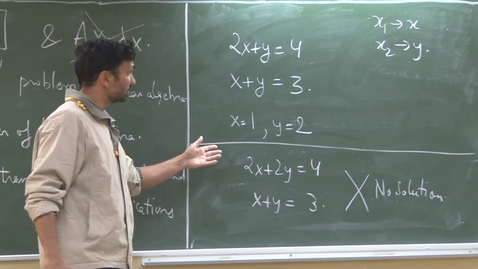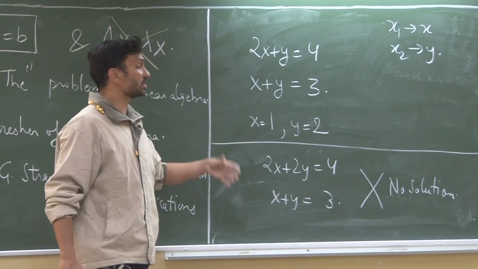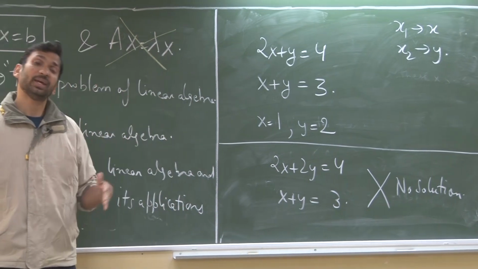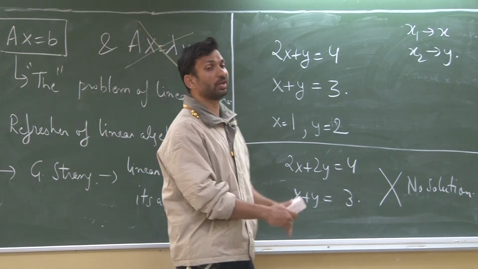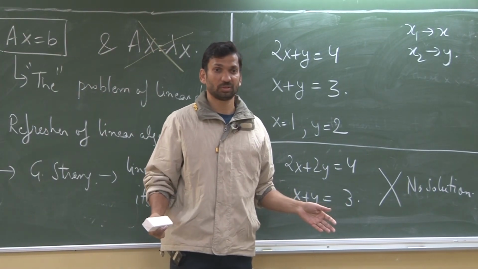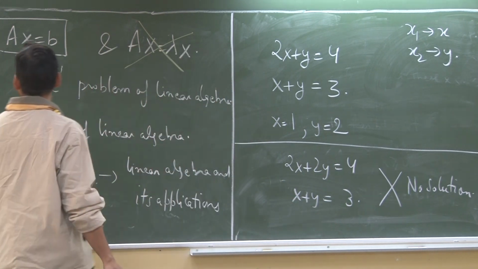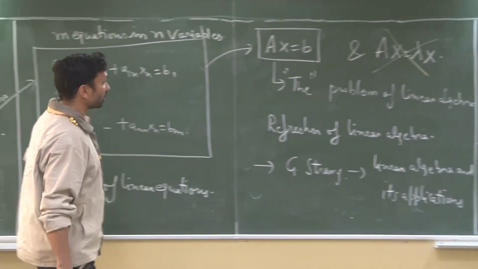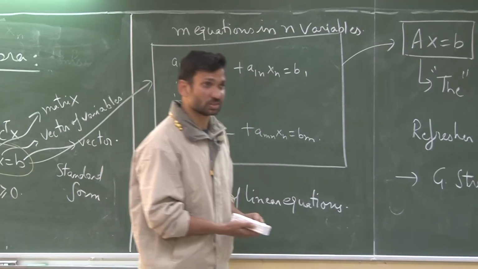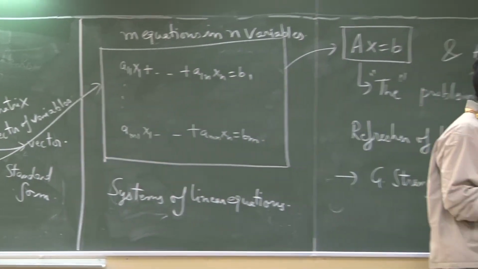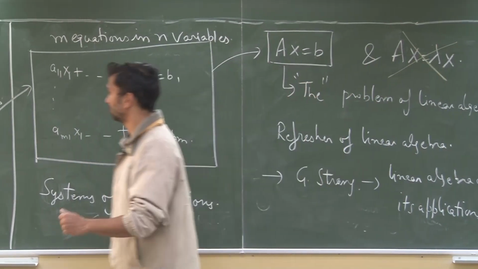In some cases, we have a solution. In some cases, we have no solution. It will turn out there are some cases where we have infinitely many solutions. So even this innocent looking bunch of equations can give rise to many situations. How are we going to solve?